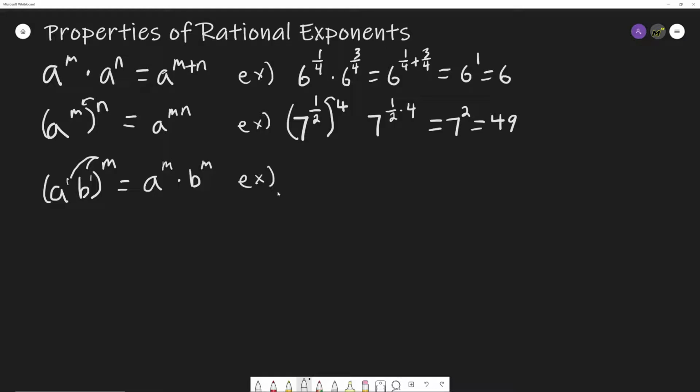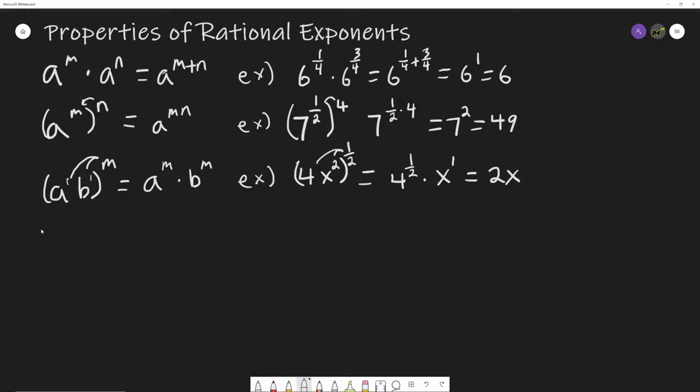Looking at this for an example, let's say we'd have 4x squared, all in parentheses, and all of this is to the 1/2 power. Based on that property, we could distribute the 1/2 power here to both of them, and so we'd have 4 to the 1/2 power multiplied times x, but 1/2 of 2 is 1, so that'd just be x to the 1st. The square root of 4 is 2, or 4 to the 1/2 power is 2, so you're left with 2x as a final answer.